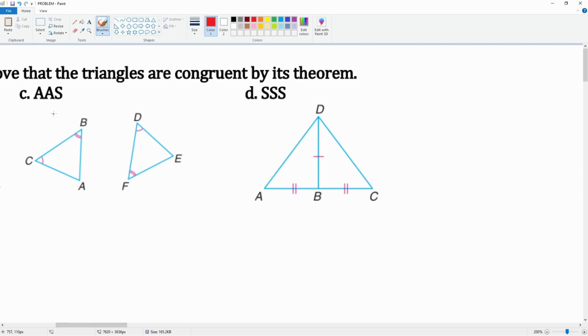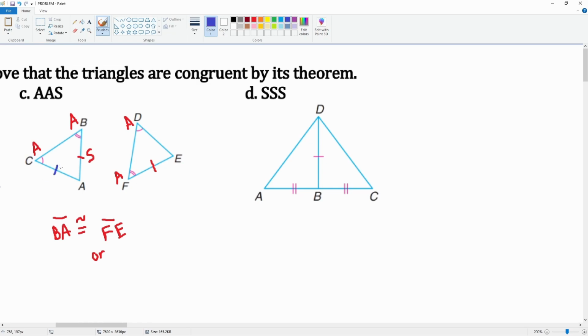C, angle, angle, side. So we have an angle here and an angle here, and we need one more side, which is this. Same thing here, which is angle, angle. All right, and we need one more side, which is this. Okay, so you could say line BA is congruent to line FE. Or you could actually use this one as well.